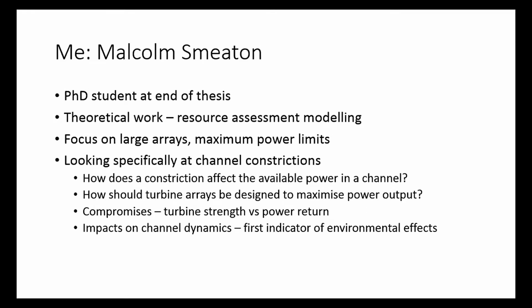So me, I'm specifically looking at channel constrictions and how channel shape changes the amount of power in a channel, so the energy budget, how we can build turbine arrays in constricted channels with respect to the geometry, and looking at compromises, like should we put turbines in the fast-flowing constricted flow, because we'll have to build them stronger, they'll cost more, or should we build weaker, cheaper turbines and put them outside of this flow? And I look at the impact on the channel dynamics, which is the first indicator of how these things will affect their environment.